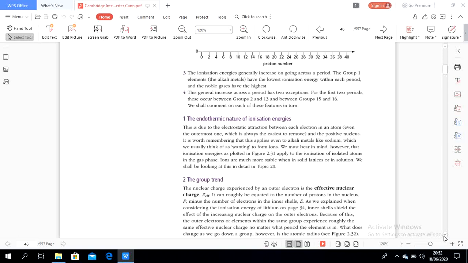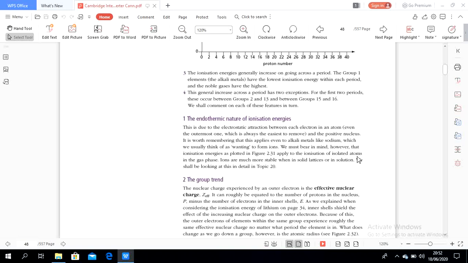Now the endothermic nature of the ionization energy. Why is it endothermic? Because of the electrostatic attraction between the electron and the proton. Of course, it's very obvious. If two persons are holding hands, in order to break the bond, it requires energy. When it requires energy, it is endothermic.